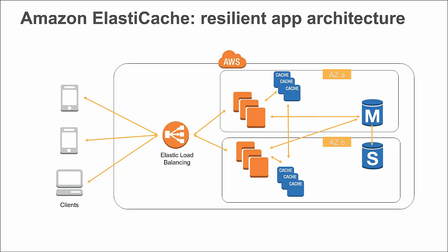Here's that same architecture, but blown out to be much more resilient. So now we've got the load balancer balancing across EC2 instances in multiple availability zones. They're each going against caching clusters that are in multiple availability zones, and we've also got an RDS configuration that's actually using a multi-AZ configuration as well. So each of these layers is actually protected from a problem or a failure within any one particular availability zone.